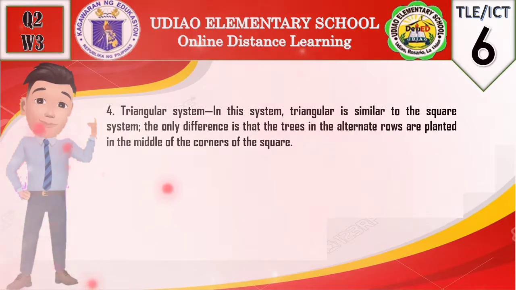Number 4, triangular system. This system is similar to the square system. The only difference is that the trees in the alternate rows are planted in the middle of the corners of the square.